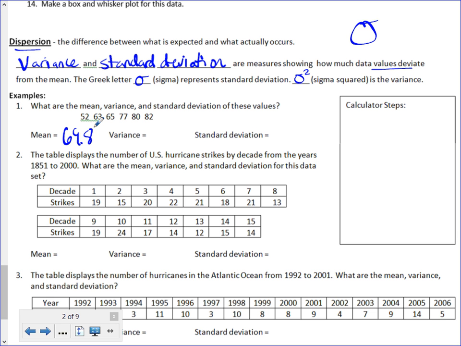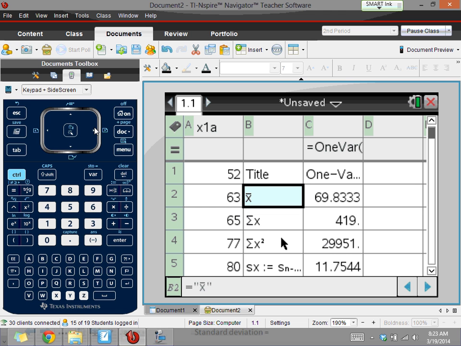No, round to the nearest tenth, please. 69 and 8 tenths. Great, let's go over these.